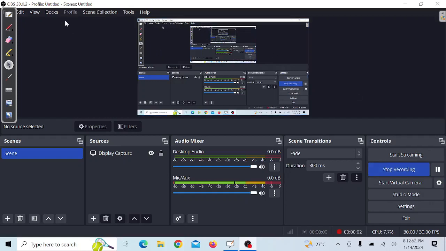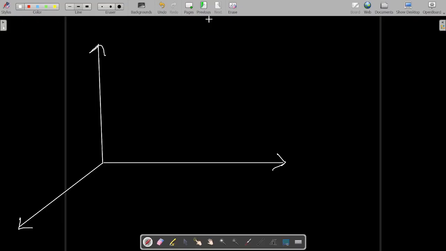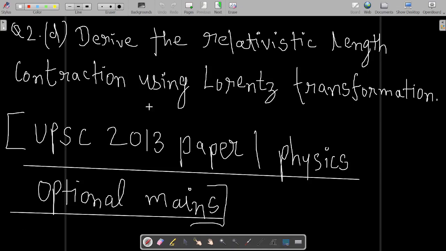Welcome once again to the class, and we are going to have a look at the next question, which is as follows: we have to derive the relativistic length contraction, and in order to derive that, we have to use the Lorentz transformation. So using the Lorentz transformation, we have to derive the relativistic length contraction. That is the question which was asked in the UPSC 2013 Paper 1 Physics optional, in the form of question 2 subpart D. So let us look at this particular question.